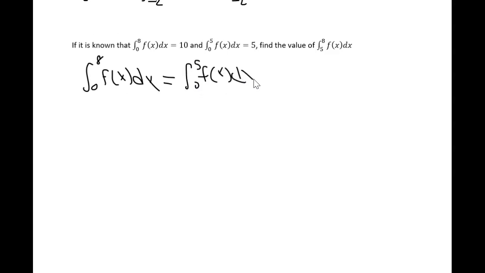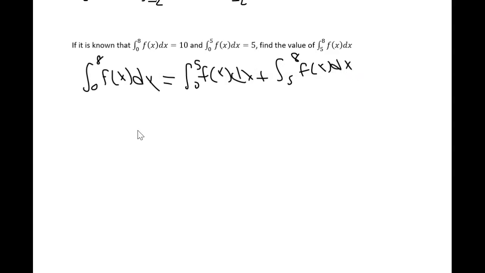If it is known that the integral from 0 to 8 of f of x dx is equal to 10, and the integral from 0 to 5 of f of x dx is equal to 5, then find the value of the integral from 5 to 8 of f of x dx. So the largest interval is 0 to 8, and we're going to go 0 to 8 of f of x dx, and then based on that last property, we know that this can be equal to 0 to 5 plus 5 to 8. I shouldn't be saying these backwards, but I am.